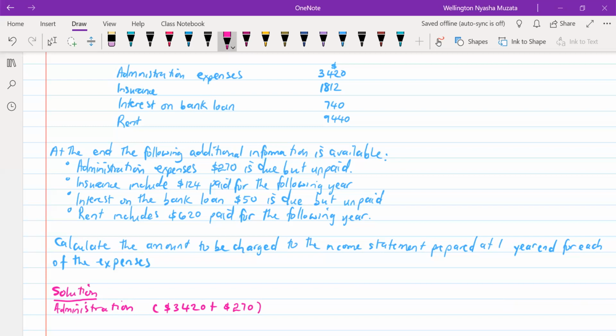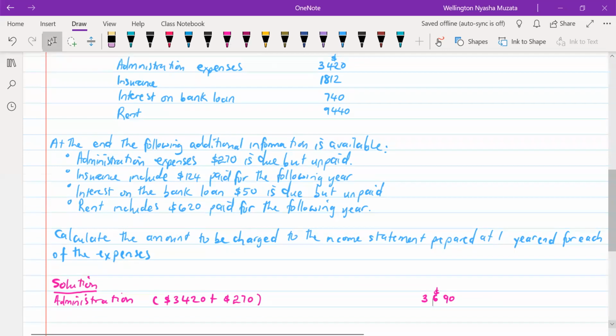We should get 3,690. And this is the amount that's going to be written as an administration expense under operating expenses in the income statement. We should also remember that when we are preparing the statement of financial position, this $270 that has accrued for the administration expense is going to be written under current liabilities because we still owe for that particular expense.